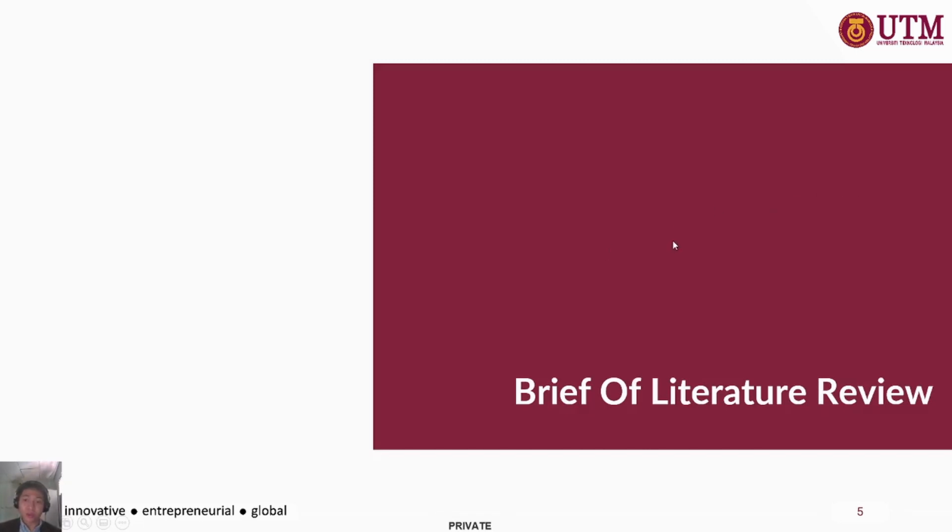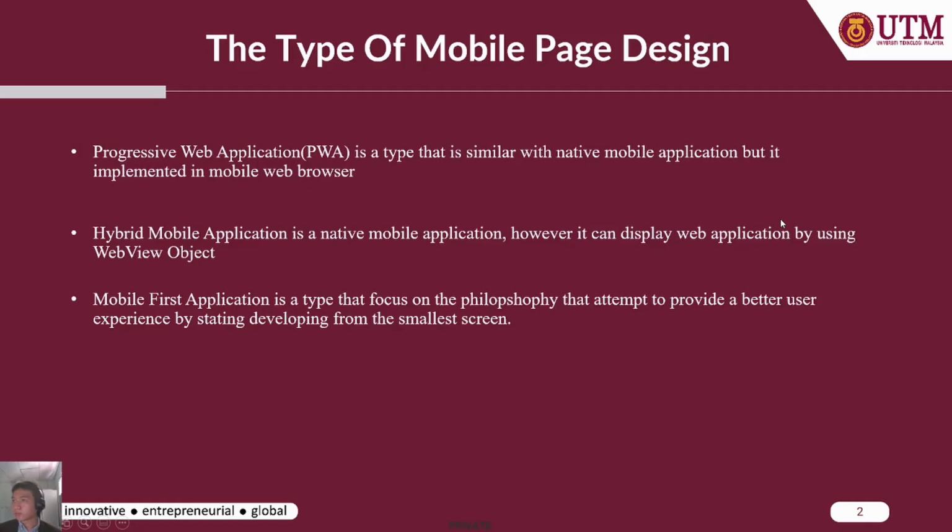Next is the brief of the literature review. In our literature review, we found out that there are three types of mobile page design. The first one is the progressive web application. A progressive web application is similar to a native mobile application, but it is implemented in the mobile web browser. Next is the hybrid mobile application.